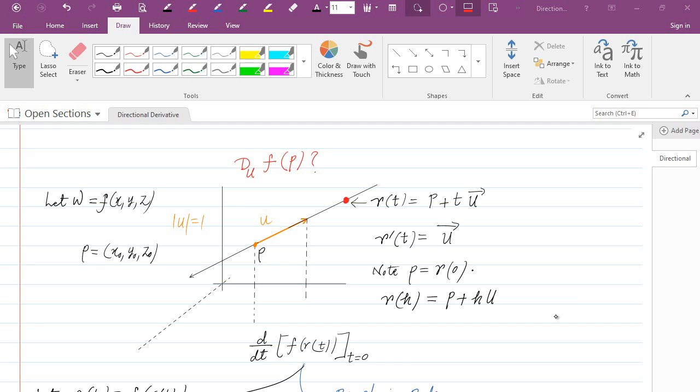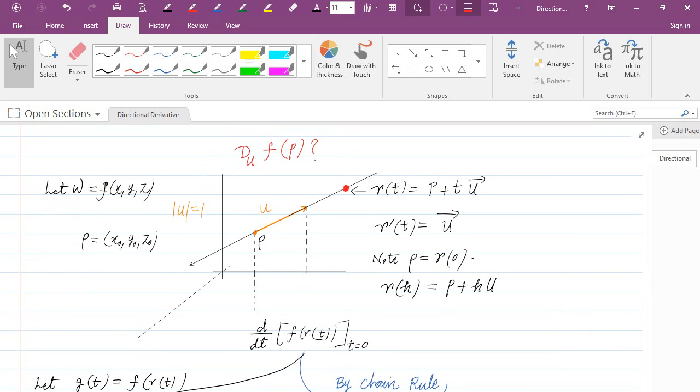Welcome back. What we want to do now is find a formula for the directional derivative of f. So let's let f be a function of three variables and let P be a fixed point in three-space. And x0, y0, z0, those are the coordinates of P.